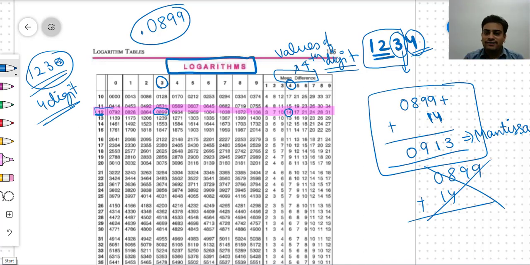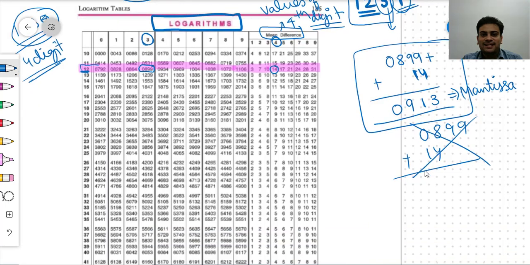In case you have 5 digits also, in those cases you will ignore the 5th digit. We will only look at the first 4 digits: the first 2 digits for the first column, the third digit from the first row, and the 4th digit from your mean difference. If you have more than 4 digits, then we will ignore those digits. Clear?